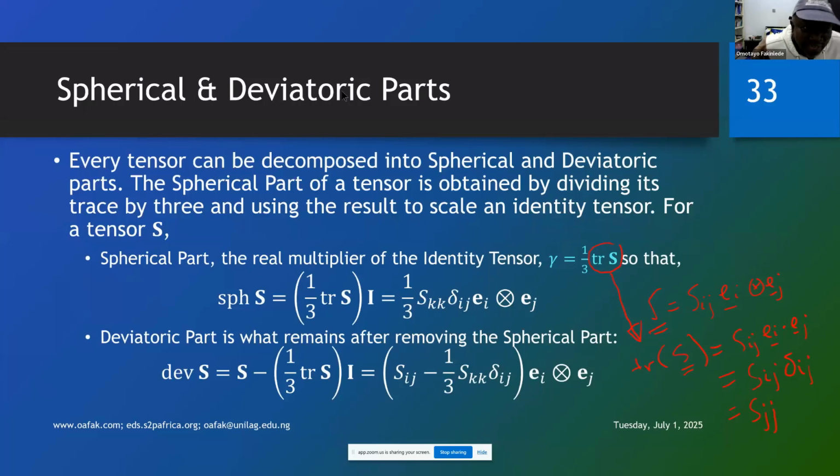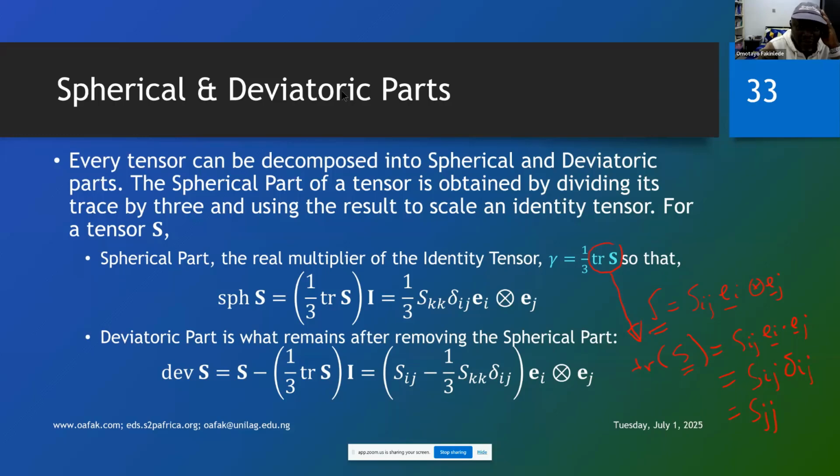So because of this, we can now talk about the deviator. We have already looked at breaking a tensor into components. We now want to break a tensor into the spherical and deviatoric parts of the tensor. How can we break a tensor into spherical and deviatoric parts? How can we do that?